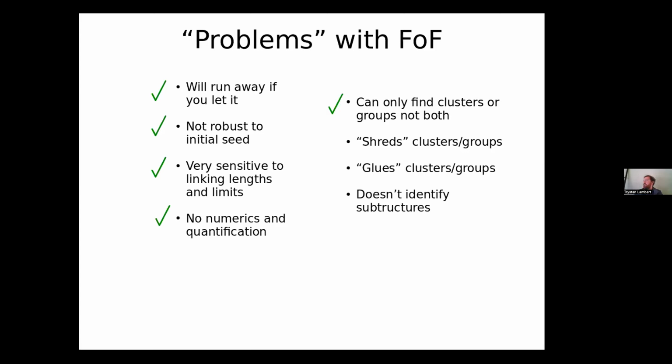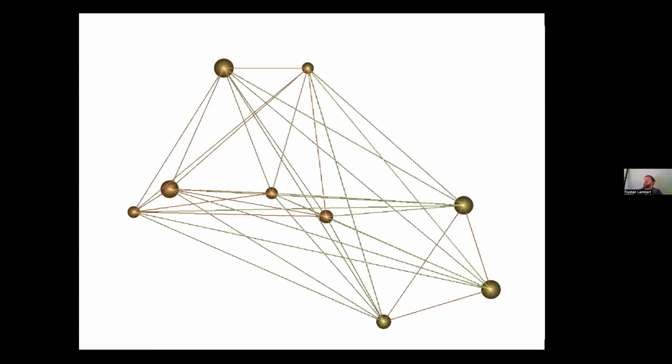It finds both clusters and groups now because we can identify using these quantifications. One of the important things was something we called connectedness. It was very easy to identify when groups were artificially being glued together, so we could separate those, and we weren't shredding these clusters. So we take care of that. The one thing we did have a bit of an issue with was identifying substructures.